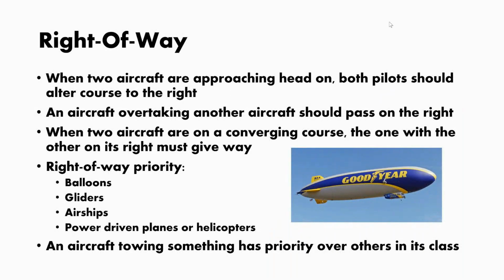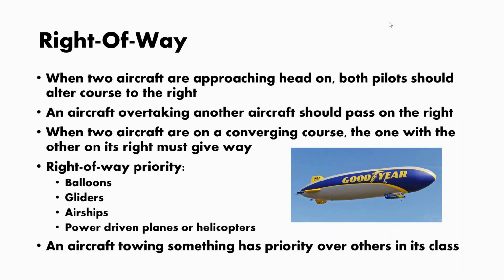Cool. So let's talk about right of way. What do you do if you think you might hit someone? When 2 aircraft are approaching head on, so you're flying along and you see another plane coming towards you directly in front of you, you are both supposed to turn to the right. And if you both turn to the right, you'll start going in opposite directions from each other. That's what you remember to do.